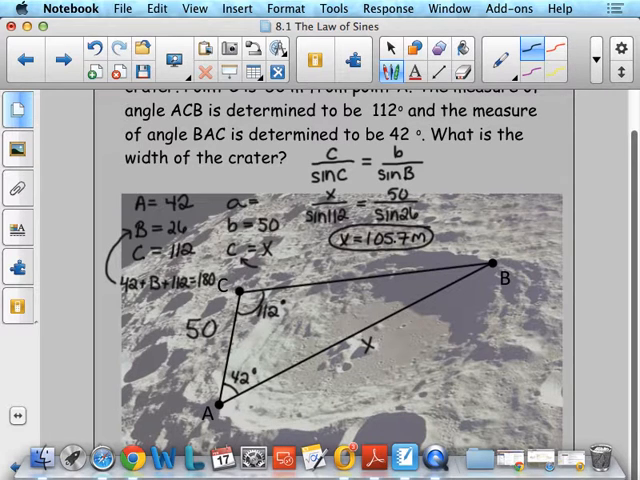Okay, remember to solve, all you're doing is cross multiplying here. So we have X times sine of 26 is equal to 50 times sine of 112. And then to get X by itself, we need to divide both sides by sine of 26. So this is the part that you're plugging into your calculator.